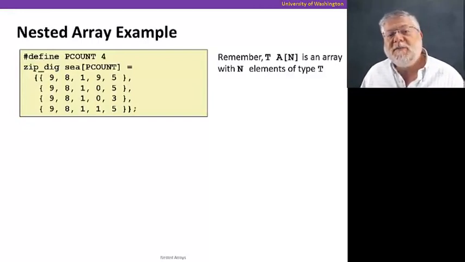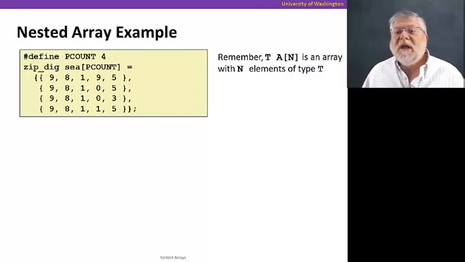Let's continue with our zip code motif. Here we have an array that's two-dimensional. It's nesting the zip codes of multiple locations in a single array. So here we see 4 different zip codes contained in an array, each one of which has 5 elements, the 5 digits of the zip code.